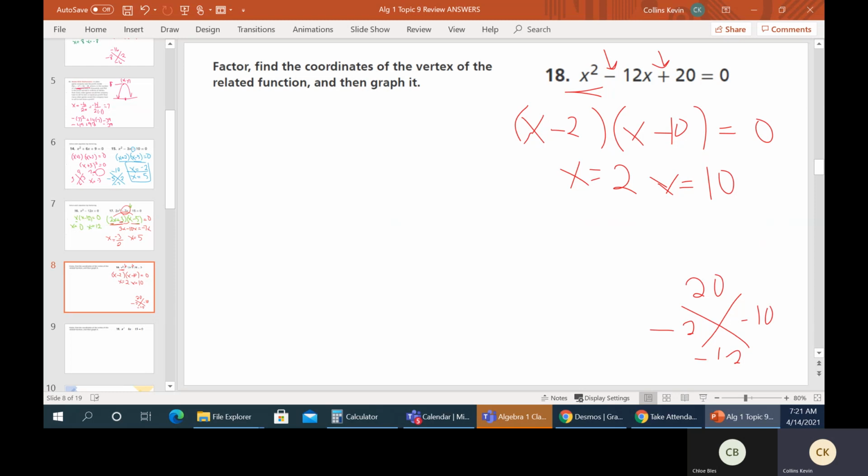All right, so last thing we need to do is we need to figure out the vertex. Okay, a couple ways you can think about this.